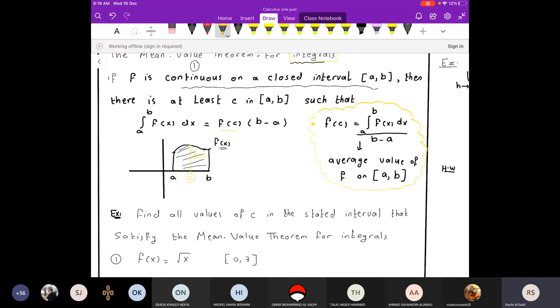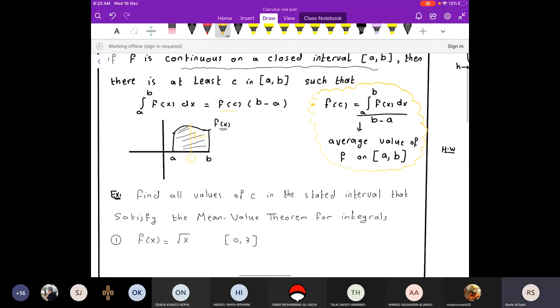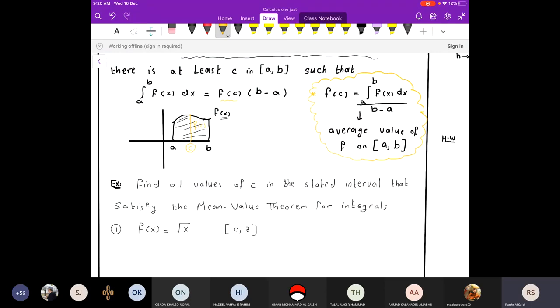So here we have two questions. The first question: find c, and maybe I ask you: find the average value of f on [a, b]. The average value is the integral from a to b of f(x) dx divided by the length of the interval. The question we will ask here is only: find all values of c in the given interval that satisfy the mean value theorem.